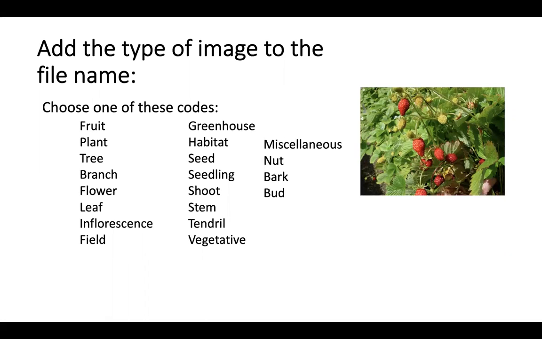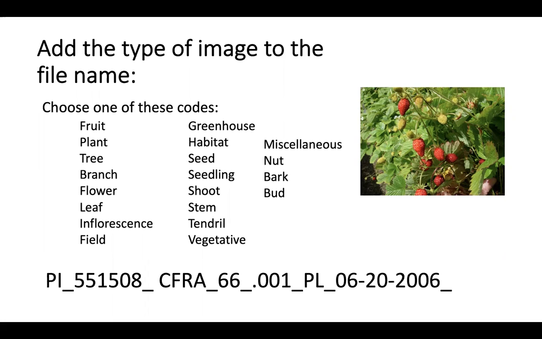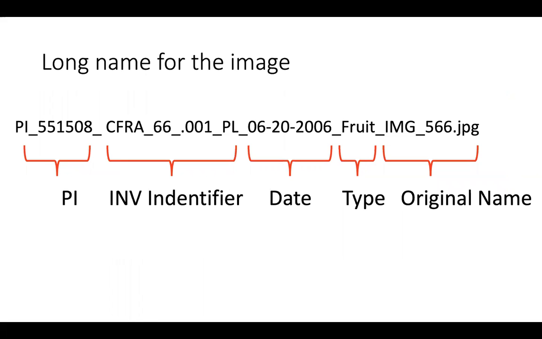Then we add the type of image to the file name. You have to choose from one of these codes. In this case, we're trying to represent the fruit. So we add FRUIT to the end of the image name. This is a long name for the image. It includes the PI number, the inventory identifier, the date, the type, and the original name of the image.